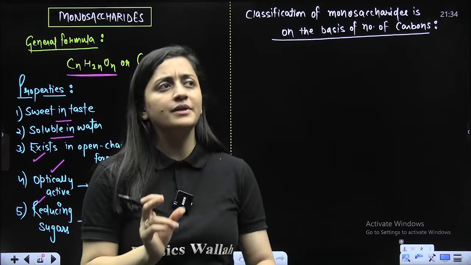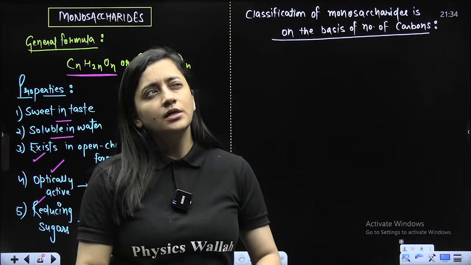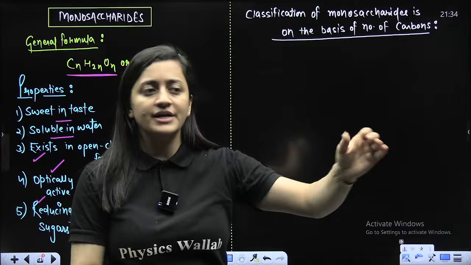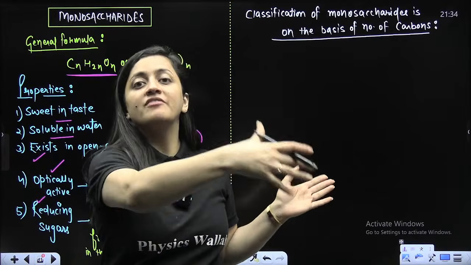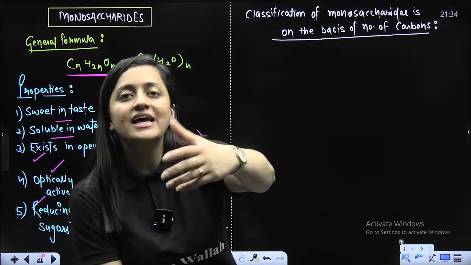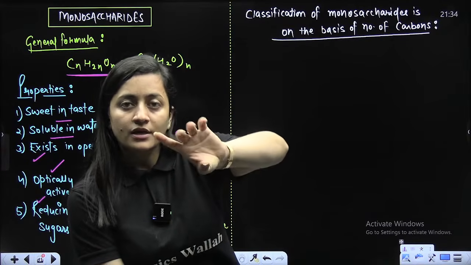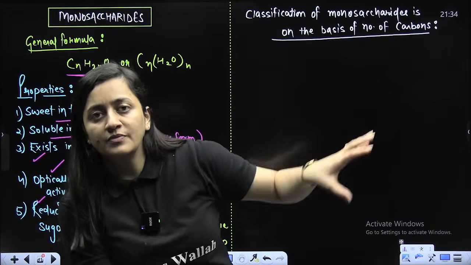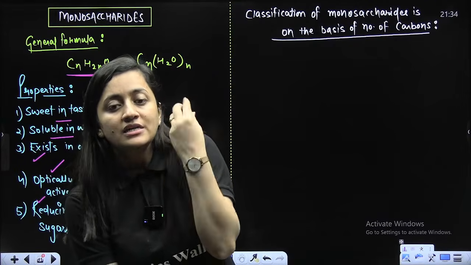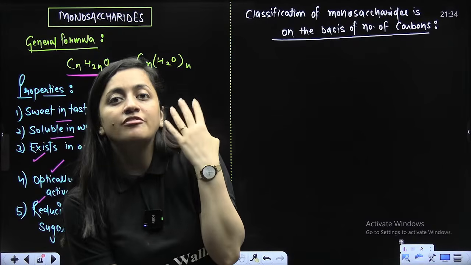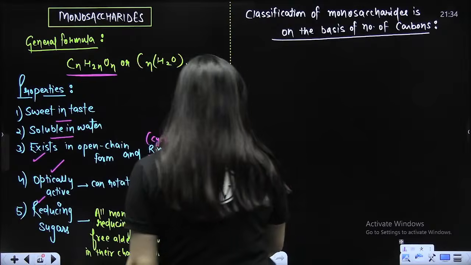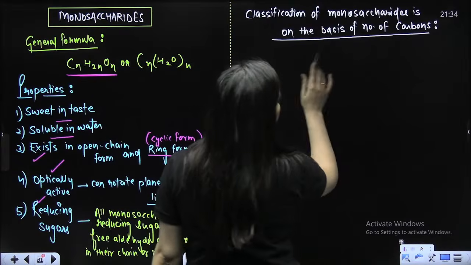Just for an example, you are talking about bricks. Let's suppose one brick is 2 centimeter, 3 centimeter, 4 centimeter. Suppose you have 5 different types of bricks. You have one brick only. It is not like a wall that you are discussing. You are talking about a basic subunit only. But here what will you see? Whether it is having 3 carbons, 4 carbons, 5 carbons, like that. So classification of monosaccharides is on the basis of number of carbons.